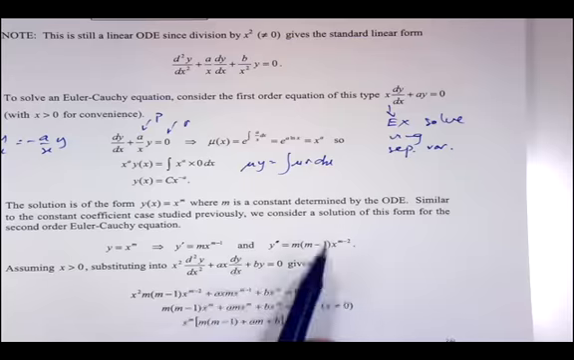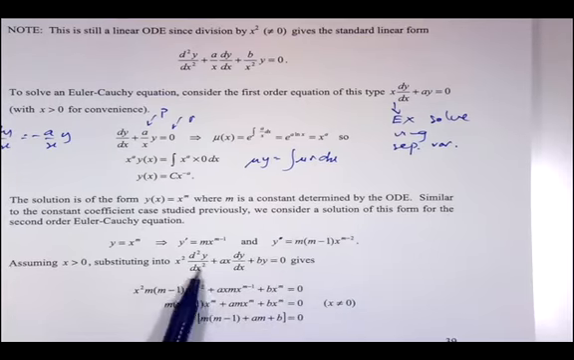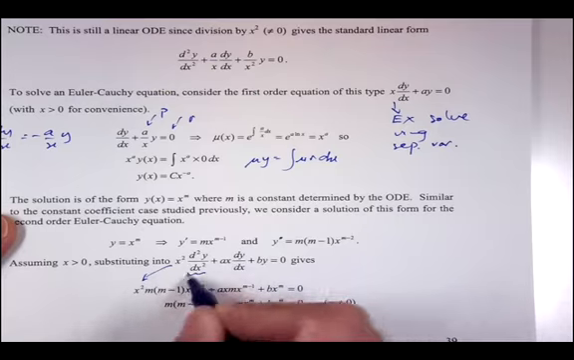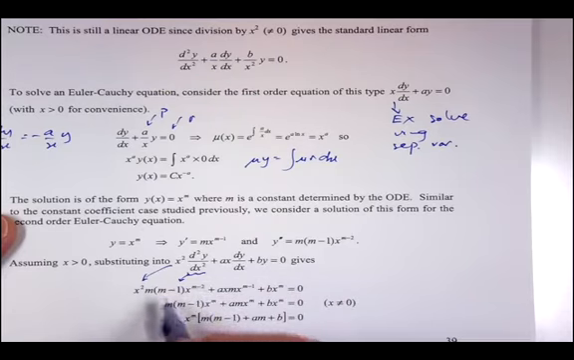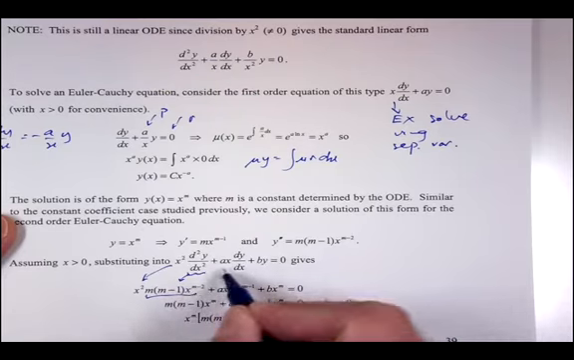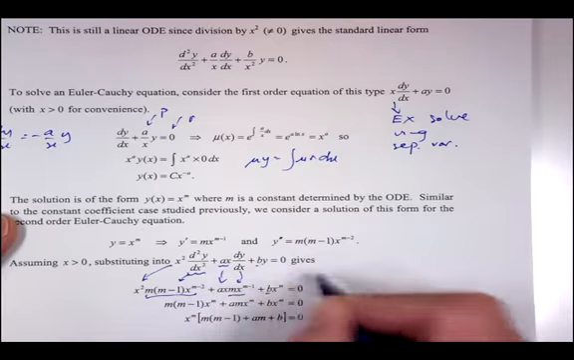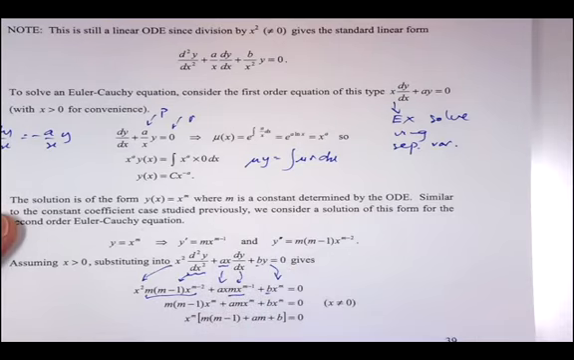All right, so we substitute. We can see that we have the x squared, there's the second derivative, there's the ax, there's the first derivative, there's the b, and there's y. Okay, so we've just substituted in there.